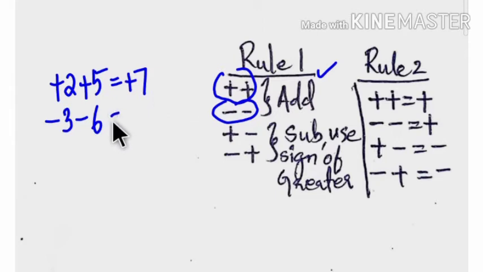In the second case, both signs are negative. If both signs are negative, we should add the numbers. 3 plus 6 is 9. And we should use the same sign. Here negative signs are used in numbers. So in the answer also, we should use negative sign. So negative 9 will be the answer of the second question.